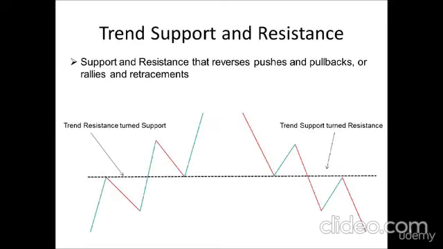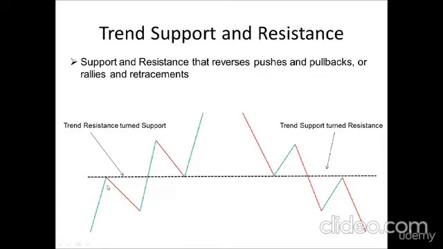Markets. Trend support and resistance is the support and resistance that reverses price at pushes and pullbacks of a trend, or rallies and retracements of a trend. If we look at this demonstration of an uptrend, we have our higher highs and higher lows, a series of pushes and pullbacks, or rallies and retracements.